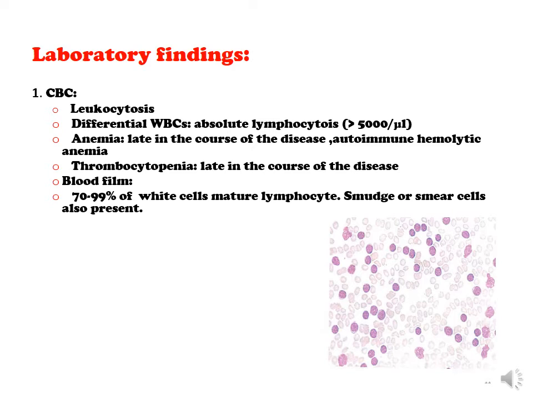And what is the pathognomonic sign in the CBC or in the differential leukocytic count? It must show absolute lymphocytosis, a lymphocyte count of more than 5,000. The patient might present with anemia, as we have mentioned, which might be autoimmune or due to other causes like hypersplenism, iron deficiency anemia, or, in the late stages of the disease, when the marrow becomes heavily infiltrated by lymphocytes. The same goes for thrombocytopenia, either immune or related to bone marrow infiltration.